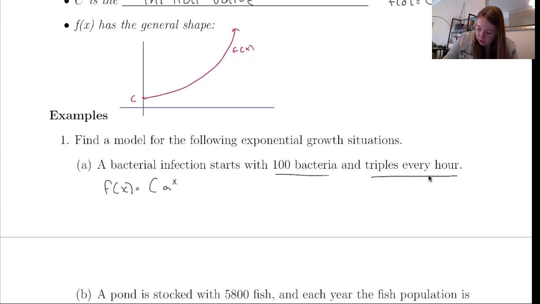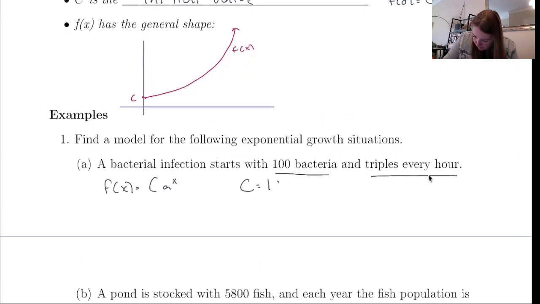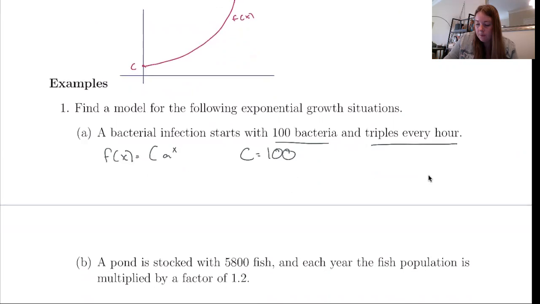Remember, c is our initial value, so c would be 100. If it triples every hour, so every 1 hour time period, it's going to be 3 times more. Let's put t for time. So at 0 hours passed, we're at 100. After the first hour, it's tripled, so 100 times 3 is 300.